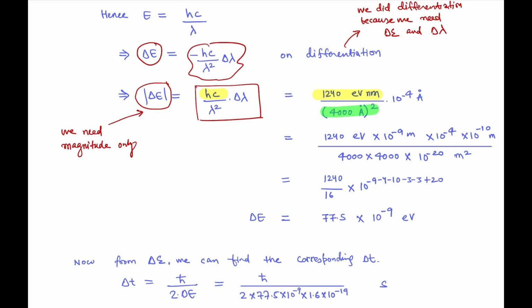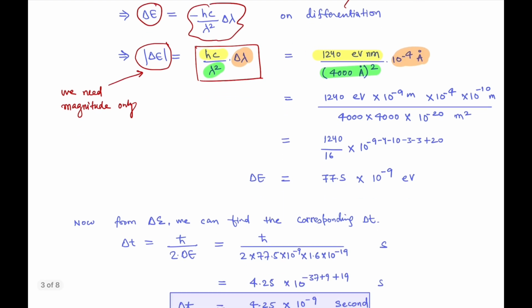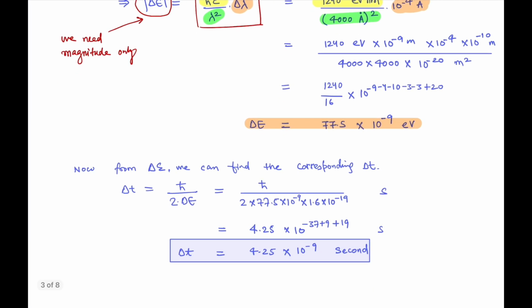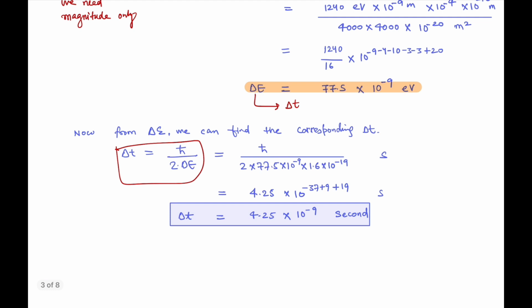When we substituted the values, for hc we used 1240 electron volt nanometer, for lambda square we have used 4000 angstrom square, and for delta lambda we have used 10 to the power minus 4 angstrom. When you do the whole calculation, you get change in energy to be around 77.5 multiplied by 10 to the power minus 9 electron volt. And from this, if you know the uncertainty in energy, you can always know the uncertainty in time by using this formula. So uncertainty in time after some basic calculation will be 4.25 into 10 to the power minus 9 second.